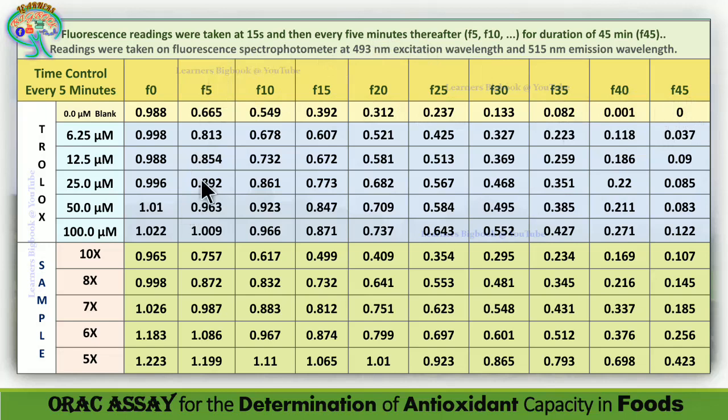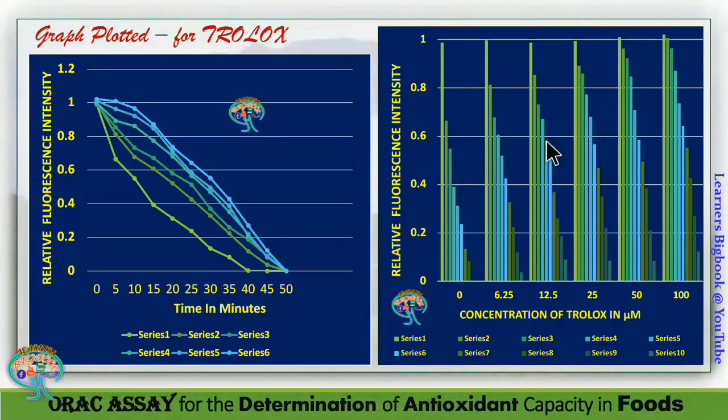Now you can see these are the absorbance values which we have taken for Trolox, and this for the sample here. The top one is the blank. Further, when you subject these values, here you can see we have plotted the values of Trolox. This is how the line graph is seen. It is plotted as time versus relative fluorescence intensity. Time is 0, 5, 10, 15, 20, 25, 30, 35, 40 and up to 50 we have put.